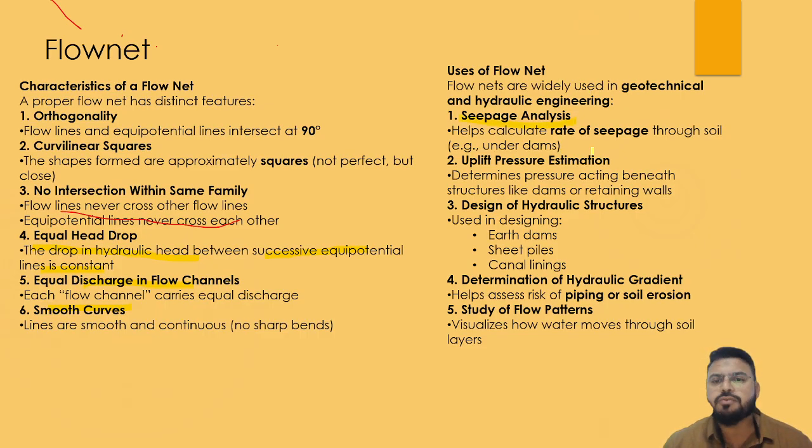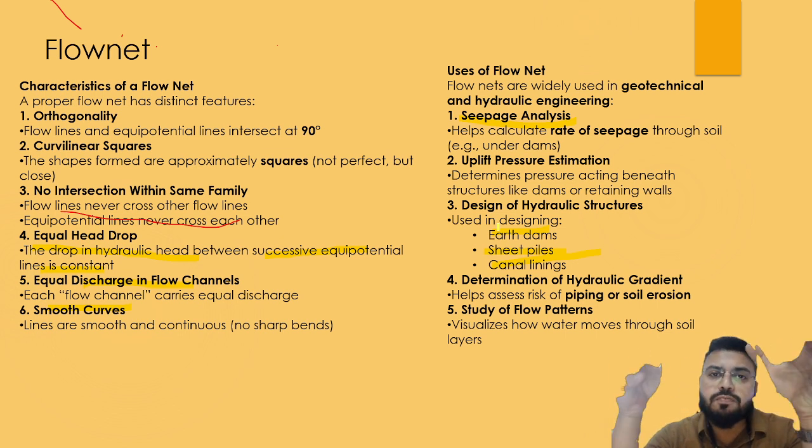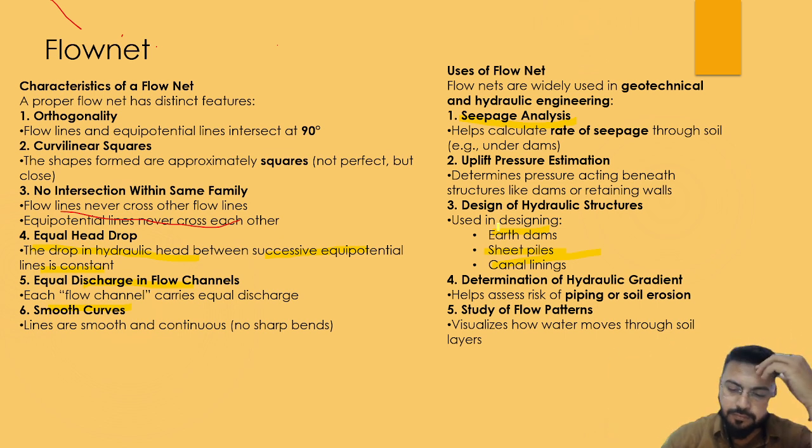Seepage analysis helps to calculate the rate of seepage through soil. Uplift pressure estimation determines pressure acting beneath structures like dams or retaining walls. Used for designing hydraulic structures like earthen dams, sheet piles, canal lining. Determination of hydraulic gradient helps in risk assessment of piping or soil erosion, and helps in the study of flow patterns. It helps in visualization of how water moves beneath the soil layers.